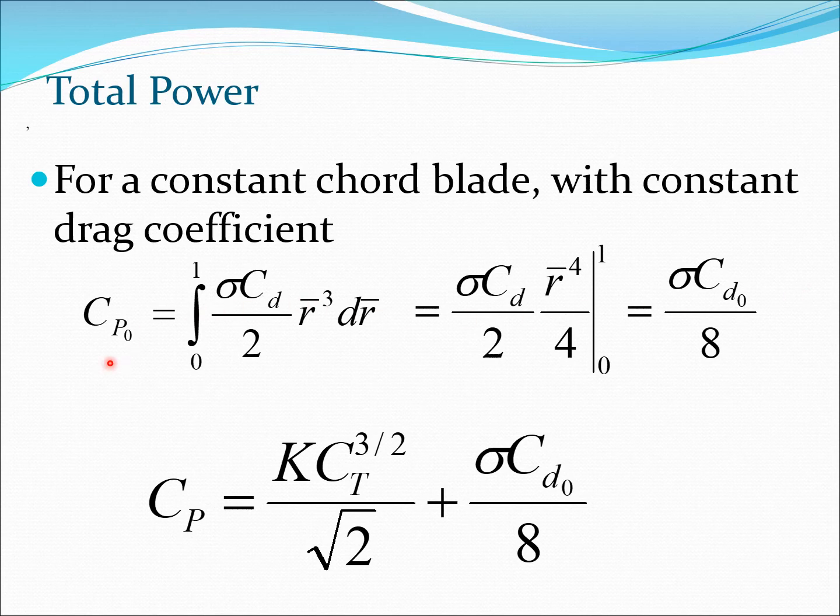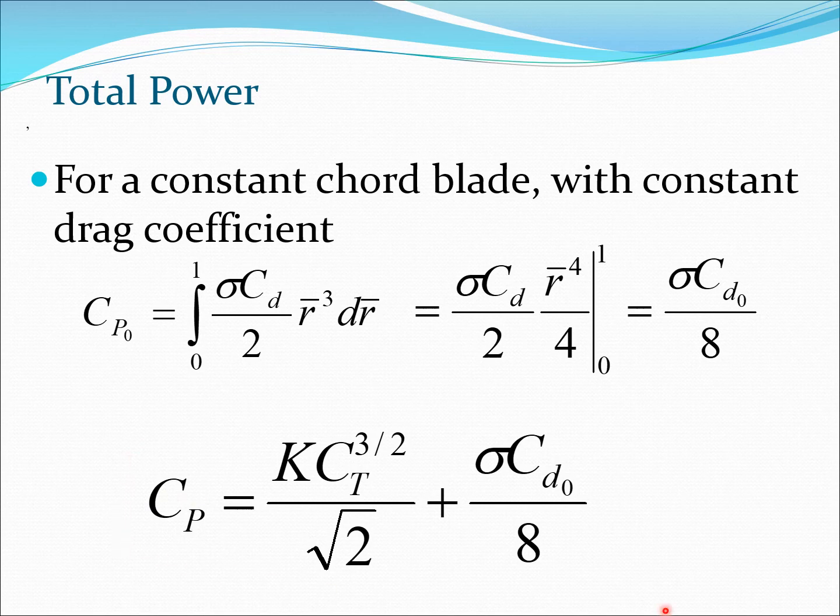So now let's take a look at the profile power. The profile power term was 0 to 1 sigma Ct by 2 r bar cube dr bar, and when we calculate this term we get sigma Cd0 by 8. Now this is very interesting. Essentially it's telling you the profile power coefficient is solidity into drag by 8.